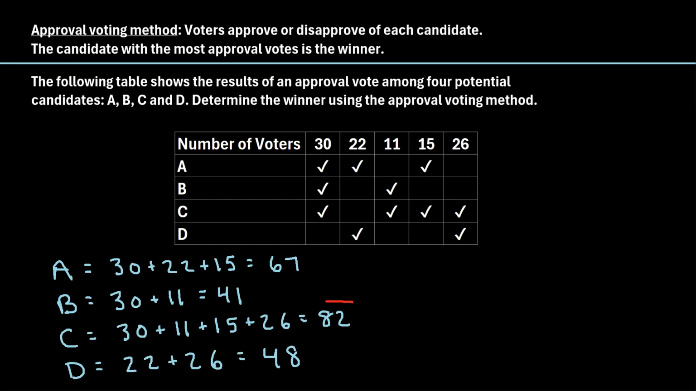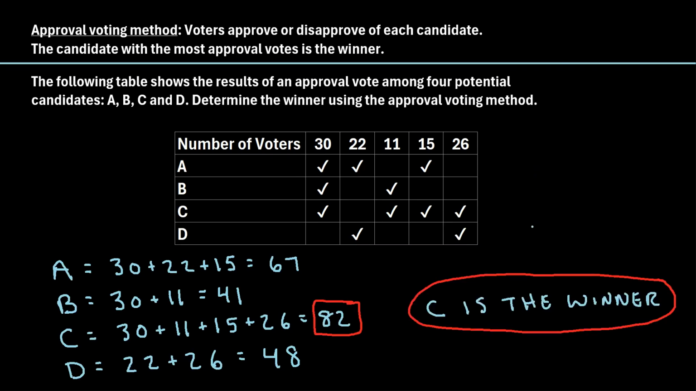So we can see that candidate C had the most approval votes. So we would say candidate C is the winner. So that was just a quick example of how you can use the approval voting method to determine the winner of an election.